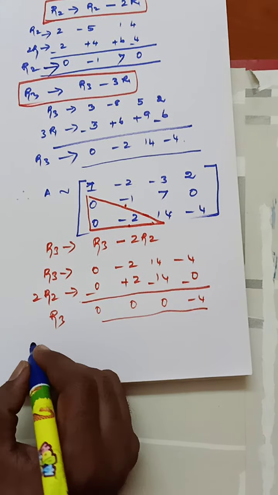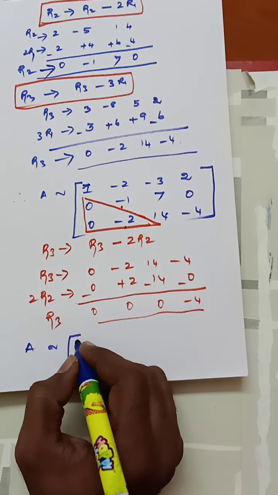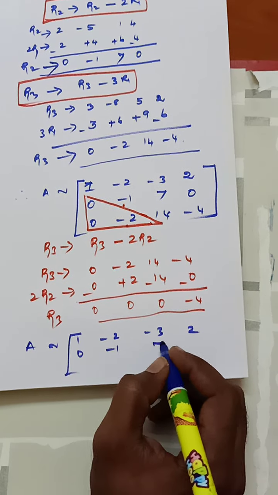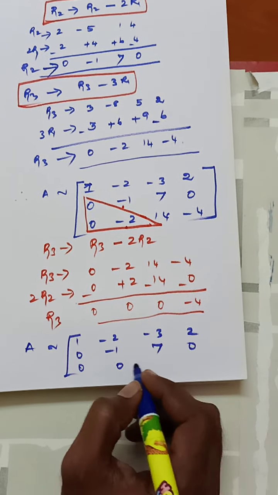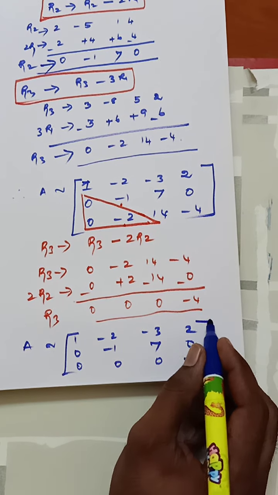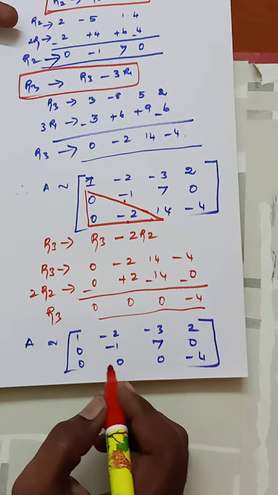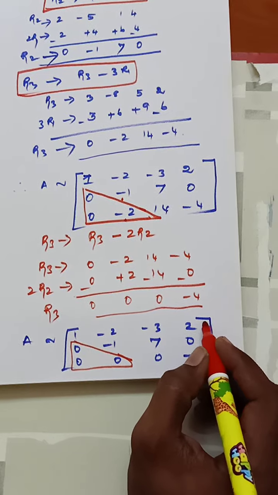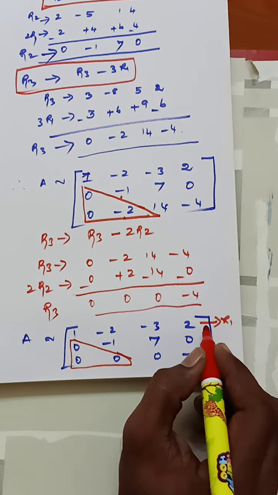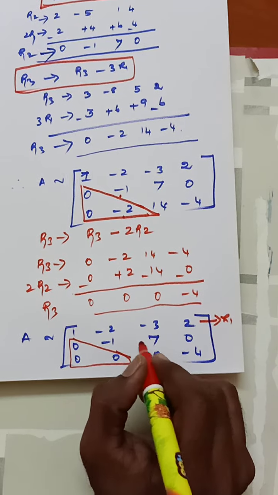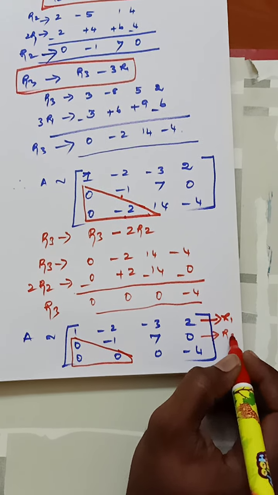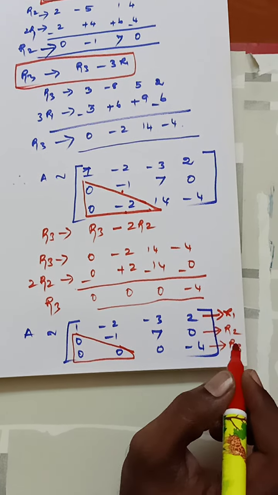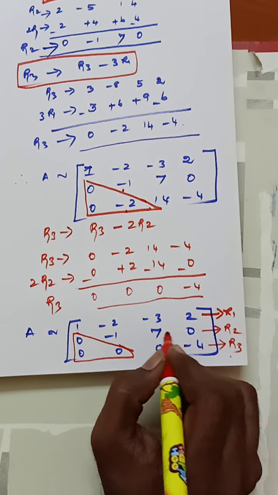Therefore your A is equivalent to 1, minus 2, minus 3, 2; 0, minus 1, 7, 0; 0, 0, 0, minus 4. But we need only these 3 zeros; you need not worry about the fourth one. Now count the number of non-zero rows. This is row 1, where you have numbers, so it is a non-zero row. Here also you have numbers, so this is also a non-zero row. Here you have only one number, so this is also a non-zero row. It is clear. You have to count the number of non-zero rows.